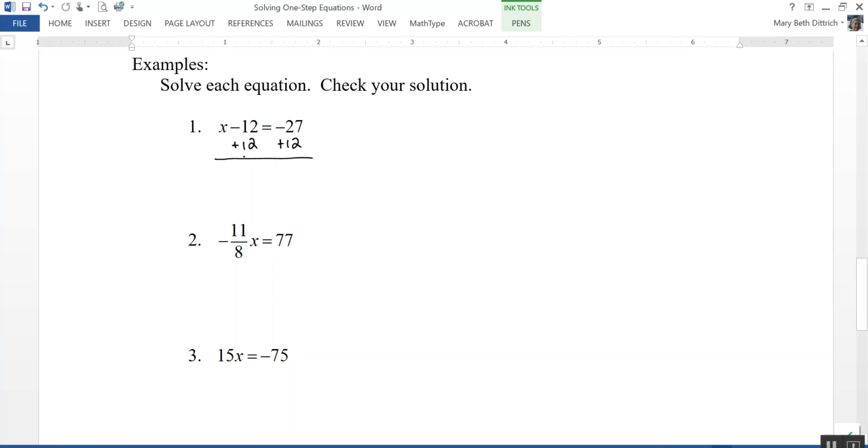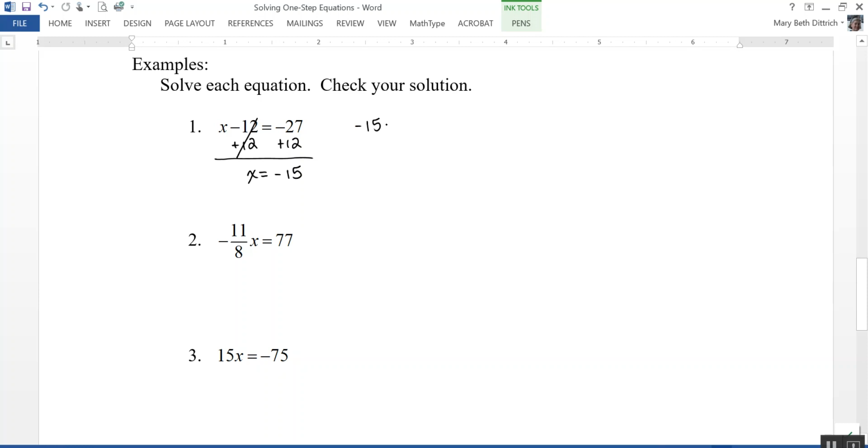So negative 12 plus 12 is 0. So they cancel each other out. They basically make a 0. So I'm left with an x on this side of the equal sign, and negative 27 plus 12 gives me negative 15. Now to check my solution, I'm going to take that negative 15 and go back to my original equation and plug it in.